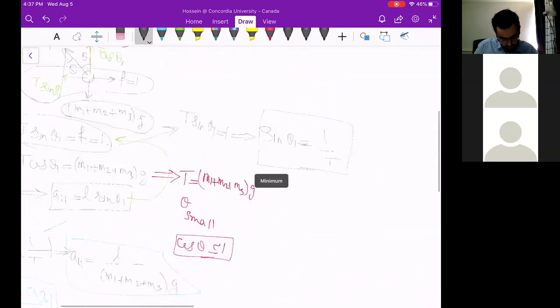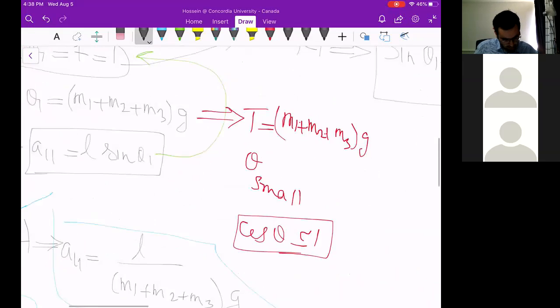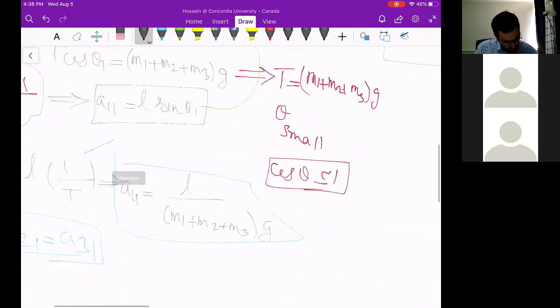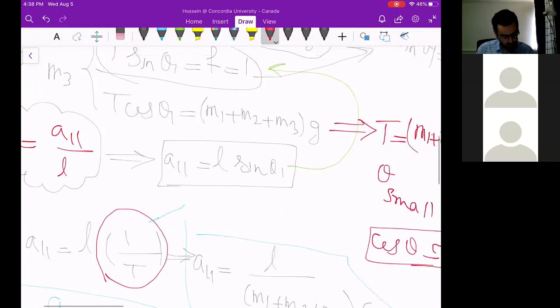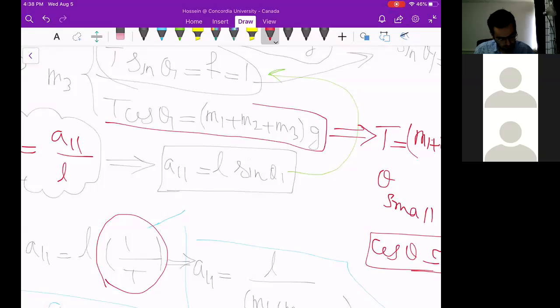So you could easily plug in here sine of theta 1. I isolate and plug in here. But now I don't have T. So for finding T, I'll go for the second equation. Since theta 1 is very small, cosine theta 1 is 1. So T is equal to the summation of the m multiplied by g.